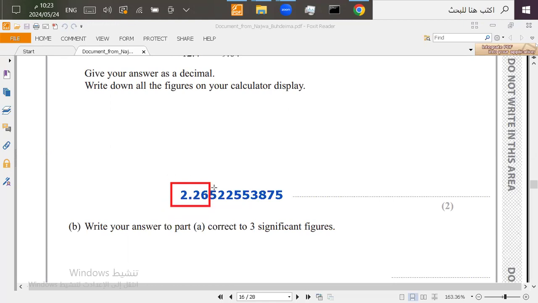Now I look at the number outside of this rectangle. It's a 5. The 5 is big, so it's going to add 1 to the 6 in front of it. So the final answer will be 2.27. And this is how you write numbers correctly to 3 significant figures. Now let's move on to the next question.